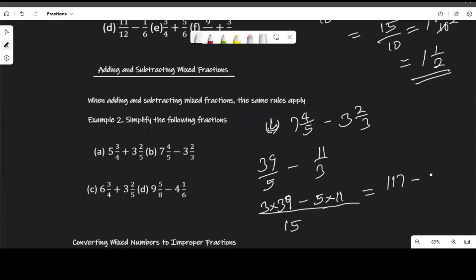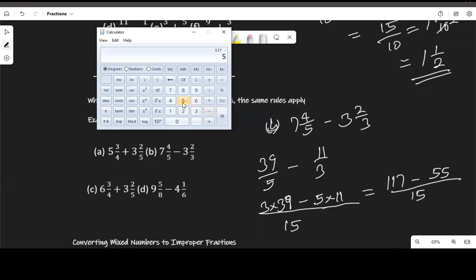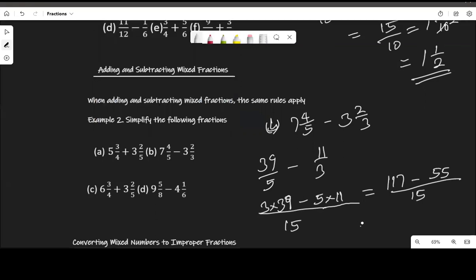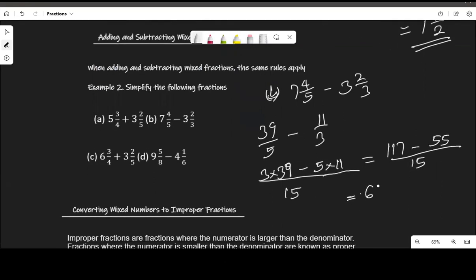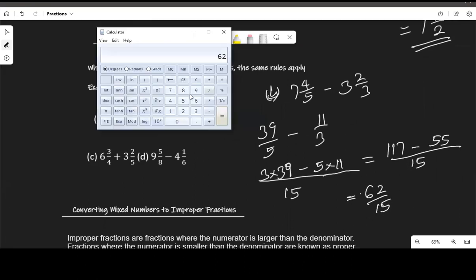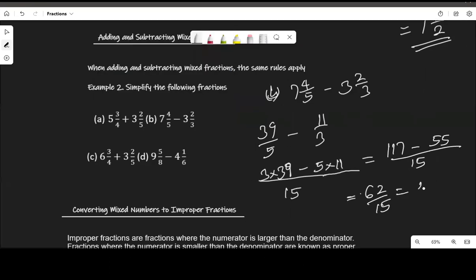117 minus 5 times 11, 55, over 15. 117 minus 55 is 62. That is 62 over 15. How many 15s can we get from 62 divided by 15? We have 4. 15 times 4 is 60. So remainder 2. 2 over 15. That is the answer to that question B.